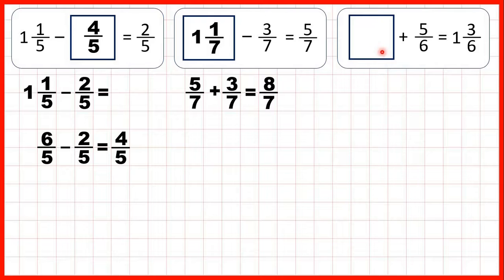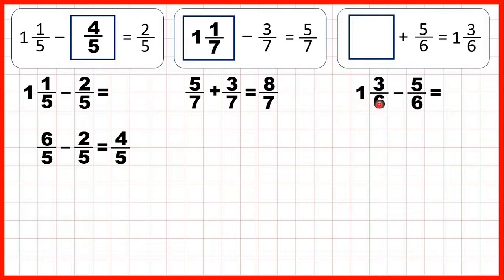Now something plus 5/6 equals 1 and 3/6. So whenever we have a missing number in an addition problem, we always use subtraction to find our missing number. So we need to work out 1 and 3/6 minus 5/6 to find our missing fraction. But we only have 3/6 and we need to take 5/6 away.